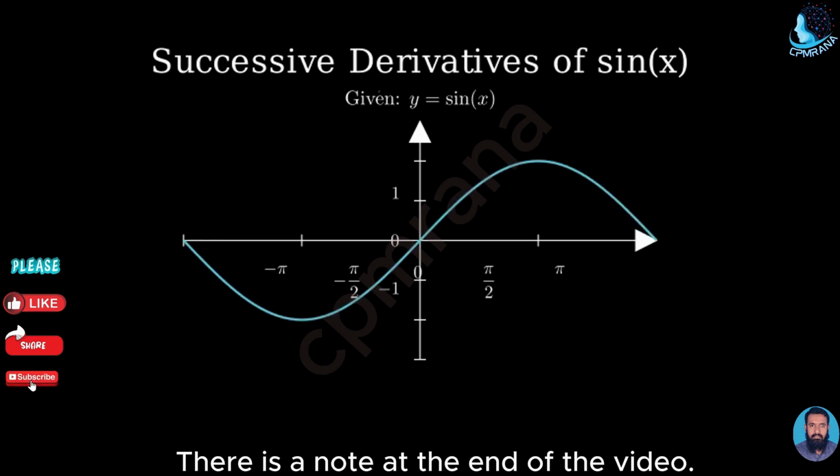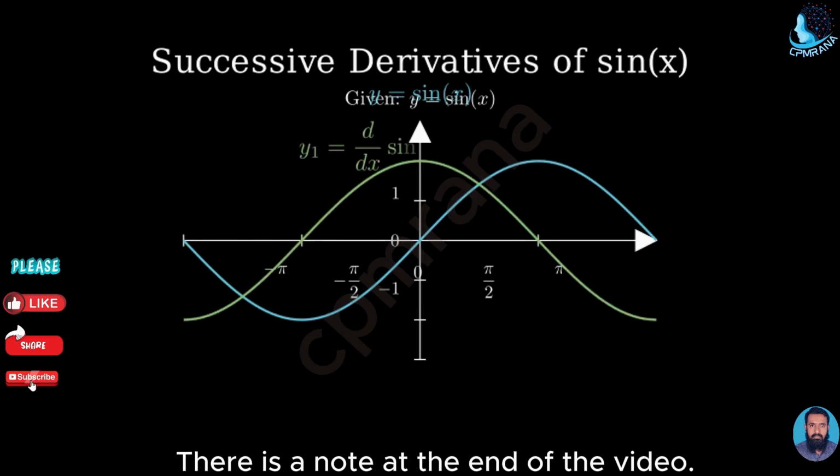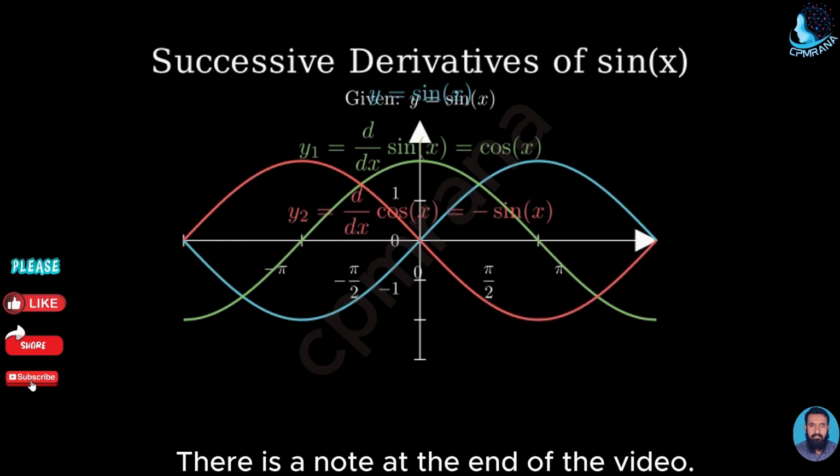Let's start with our original function, y equals sine of x, shown here in blue. When we take the first derivative, y sub 1 equals dy dx, we get cosine of x, shown here in green. Taking the second derivative, y sub 2 equals d y1 dx, we get negative sine of x, shown in red.